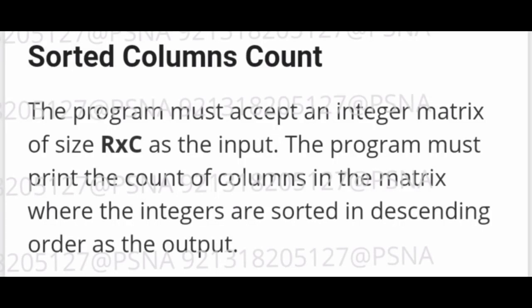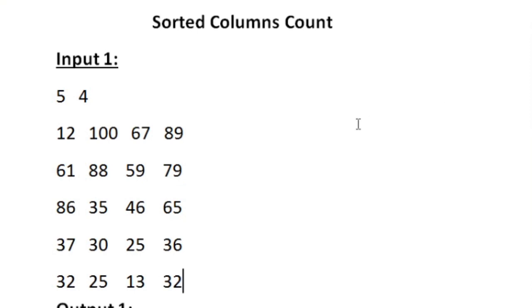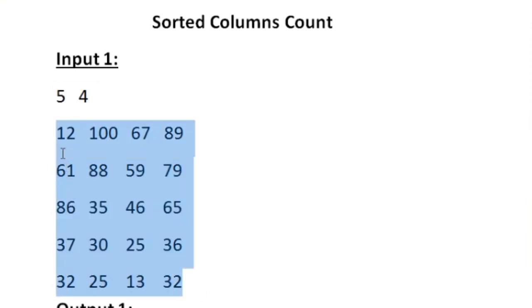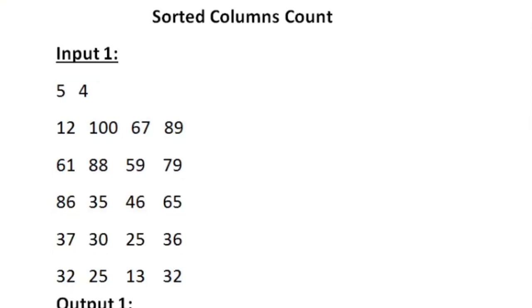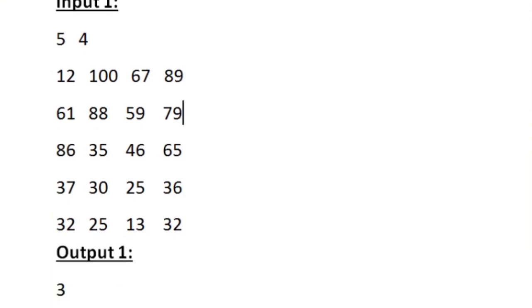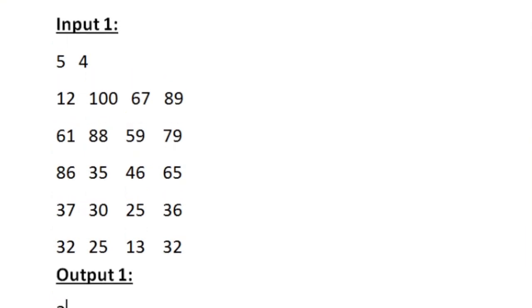This is the question asked in today's SkillTrack Daily Challenge. So let us see our sample test cases. In the first line of input, we are given the values of R and C, and then we are given an R cross C matrix as input. And in our output, we must print a single integer which represents the count of columns. So now our task is to count the number of columns in which the values are sorted in descending order.